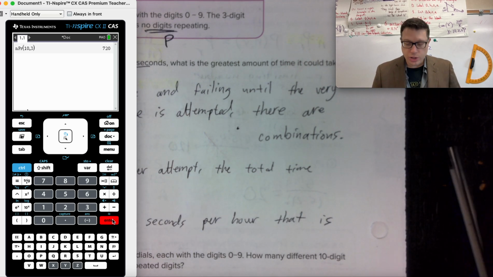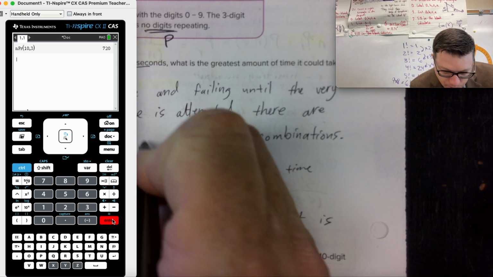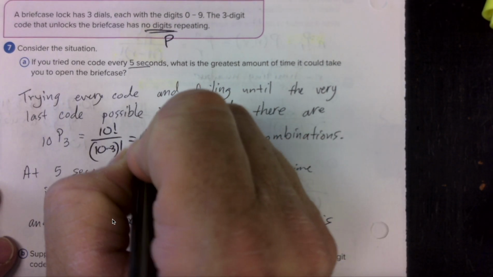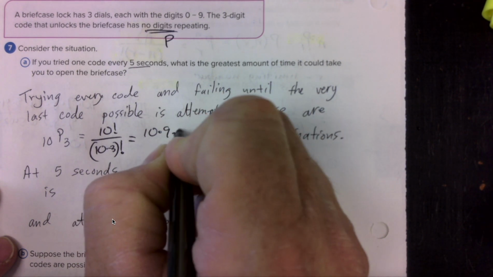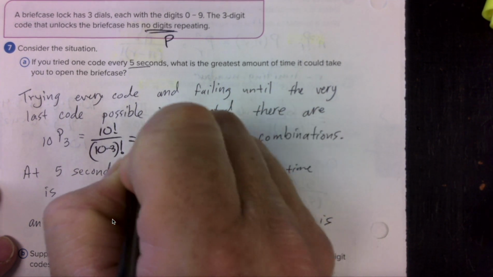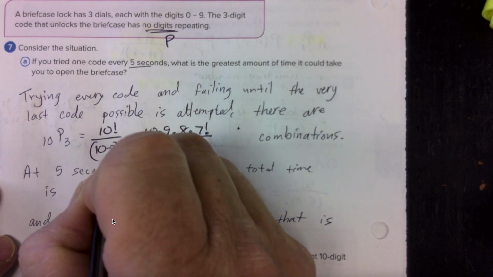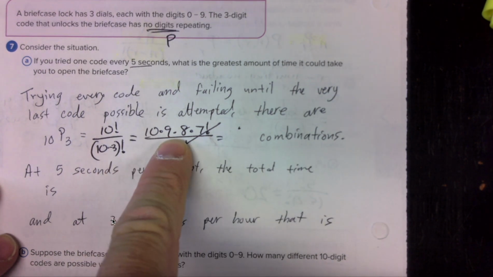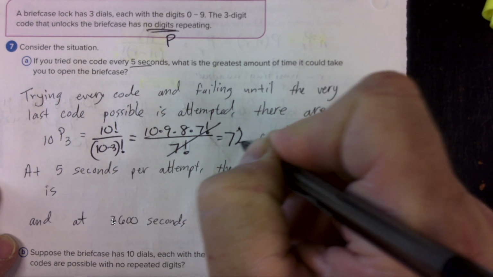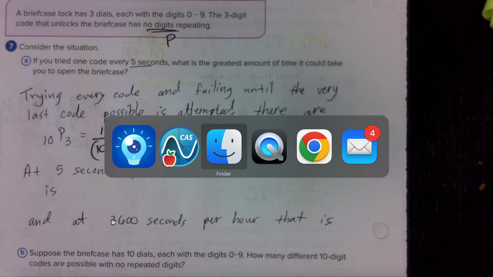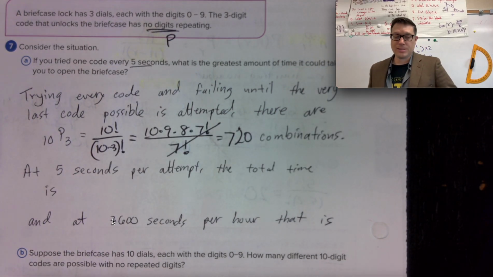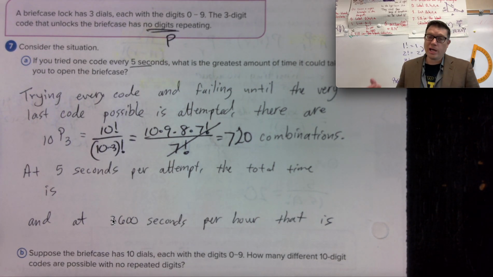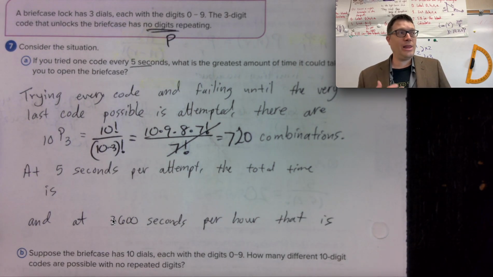And that is 720 different arrangements, which, by the way, back on our notes, 10 factorial over 7 factorial, because 10 minus 3 is 7. Those factorials cancel, and 10 times 9 times 8 is 720 combinations. So that's how many tries it would take if the last one is the one that actually unlocks it. Because you could unlock it on the 300th attempt, and that wouldn't take that long.